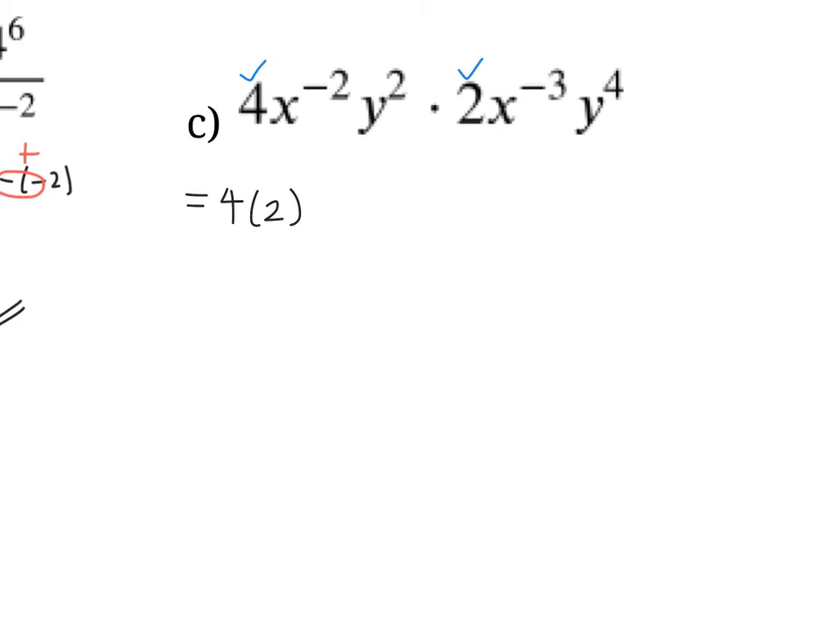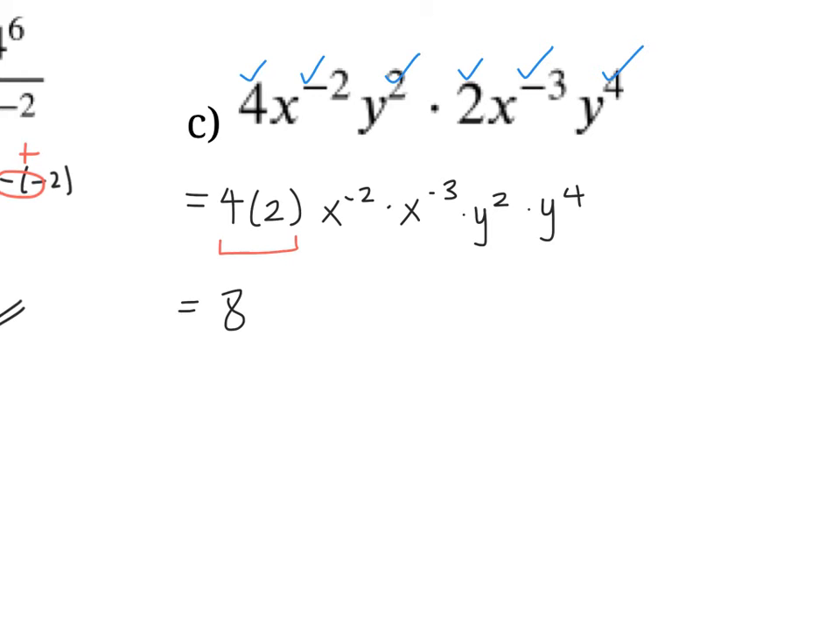How about the x's? Let's move the x's beside each other. So I have x to the power of negative 2, and then I have x to the power of negative 3. Check and check. And how about those y's? I've got y to the power of 2 times y to the power of 4. Check it off, check it off. So now I don't even need this first row. I just need to look here. Let's do step by step. I can multiply 4 times 2. I know that's just going to be 8.